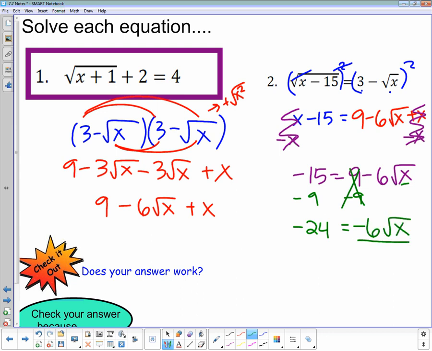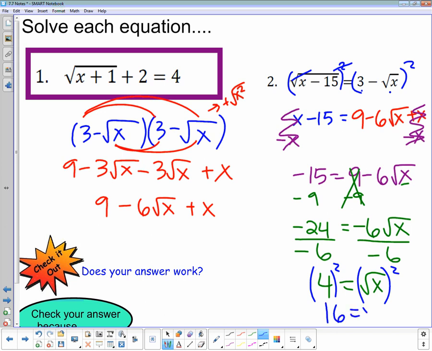Almost there. Divide by the negative 6 because, again, I got to get rid of stuff outside the radical first. I'm left with a positive 4 equaling the square root of x. And then one last time I have to square it. So I square that and I end up with 16 equaling x.